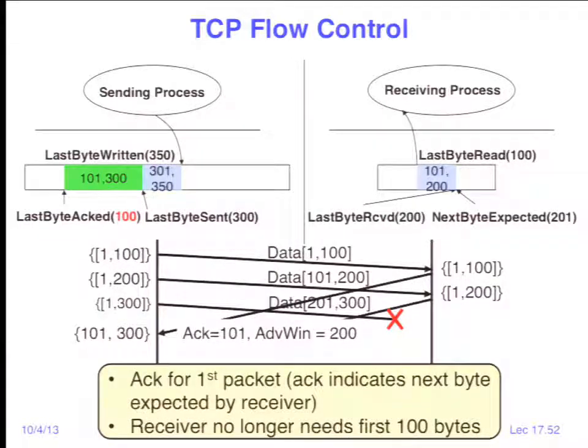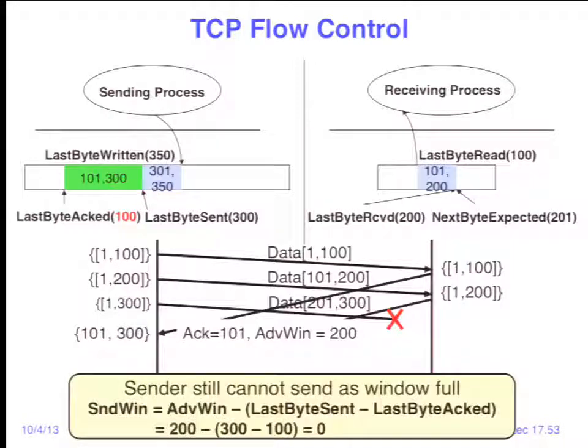So this acknowledgement tells us the next byte that's expected, which is going to be 101, and that the receiver no longer needs the first 100 bytes. So we can drop them out of our window. Forget about them. Okay, we still can't send because the advertised window is still full. Right? We've sent 300, and we haven't been told that we can open up our window.